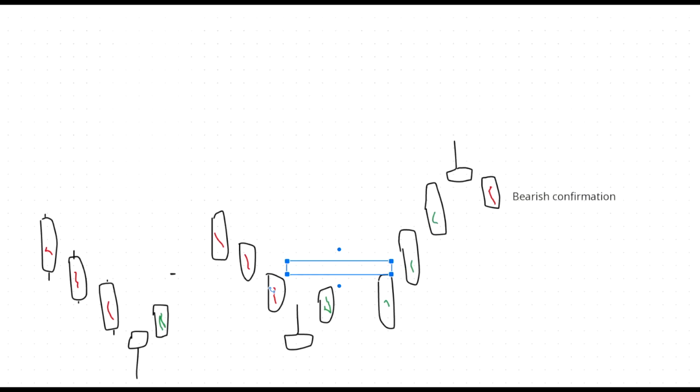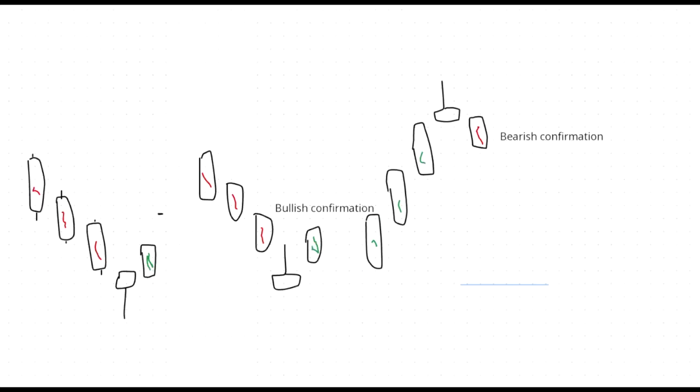All right, so we got the bullish confirmation here. I hope that this is all making sense. Okay, so we got our reversal here, right? We got our downtrend, our reversal, our bullish confirmation. The next move is to the upside, right? To the upside. Bearish confirmation, next move is to the downside.